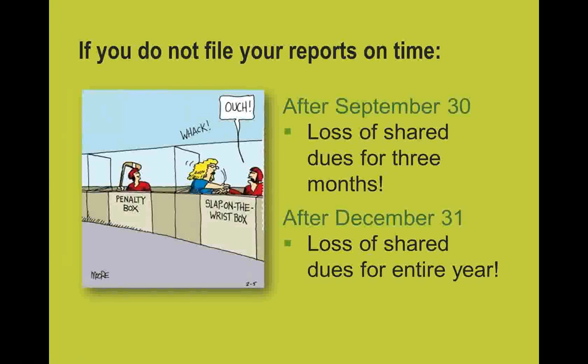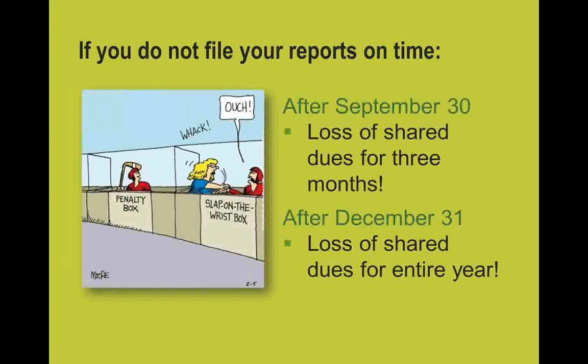So going back to the penalties that may be applied. If after September 30th we haven't received your reports, then you risk a loss of shared dues for 3 months. If after December 31st we haven't received any of your reports, then you risk a loss of shared dues for the entire year. Now, there is no one here that wants to take your dues and keep them. We want all of you to have everything that you need, but this makes sure that we're really getting the information that we need. And certainly every year there are things that are going on.